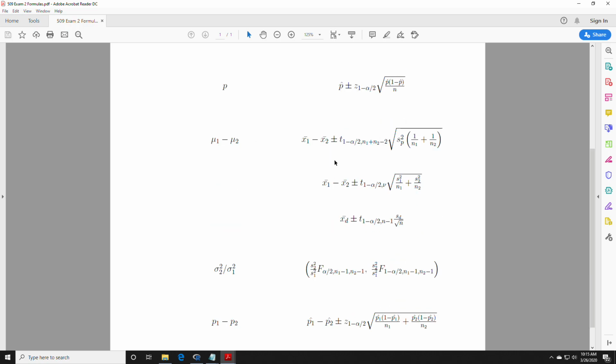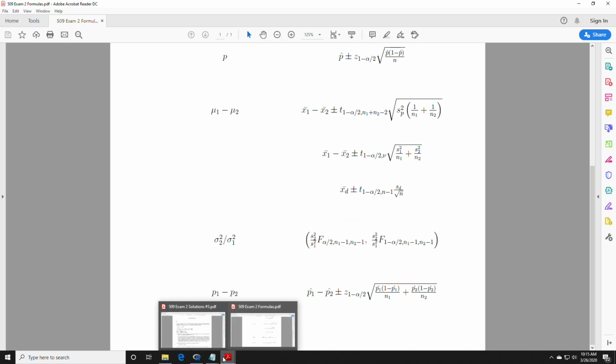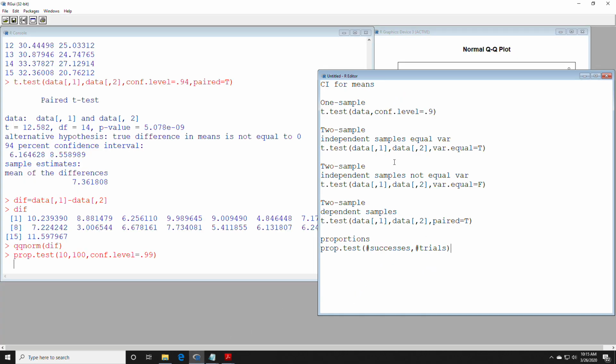Okay, we already went through these, and we're not doing those. So that, I guess, is for the confidence intervals. Those are the main functions that we need.